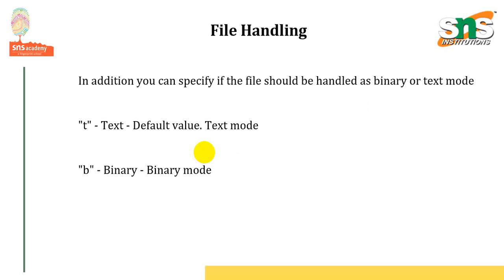In addition to that, we still have two more modes, which are for representing binary or text mode. To represent the text mode in a file, you can use this "t" within double quotes; it means the mode is text. Similarly, if you use a small "b" within double quotes, it represents the mode as binary, right?